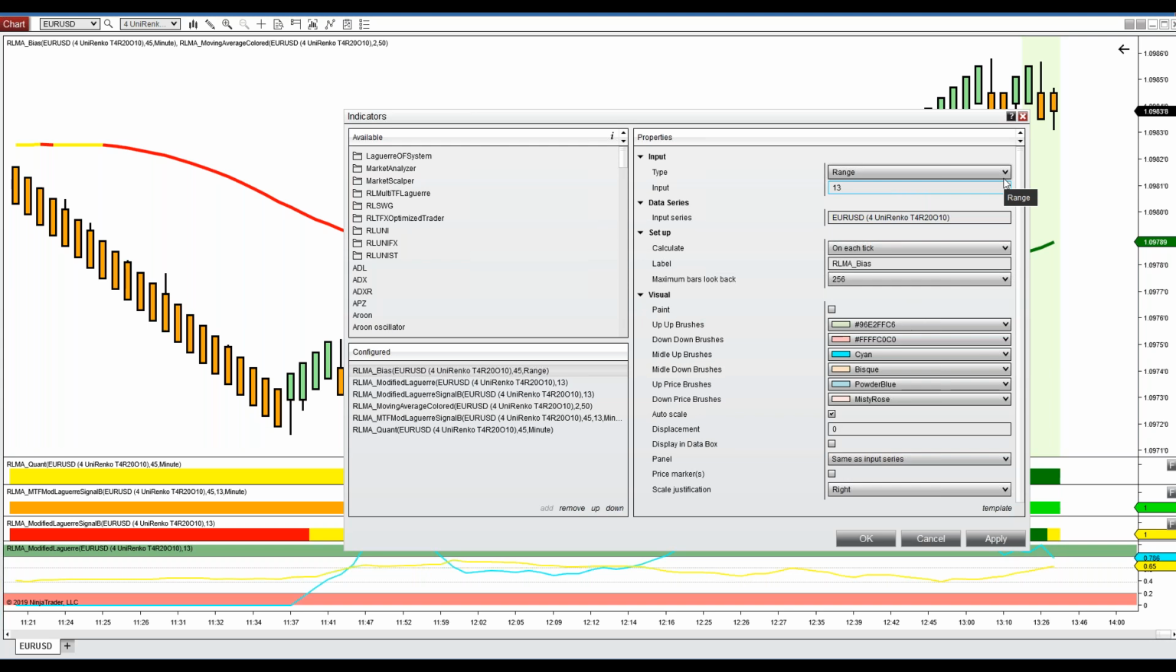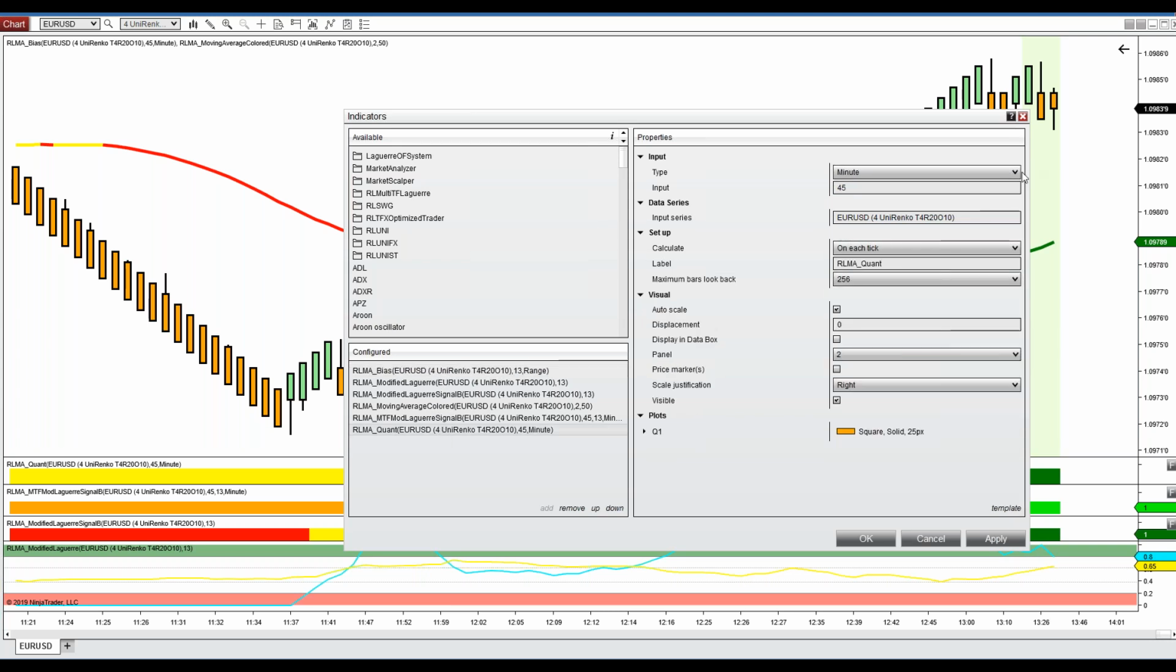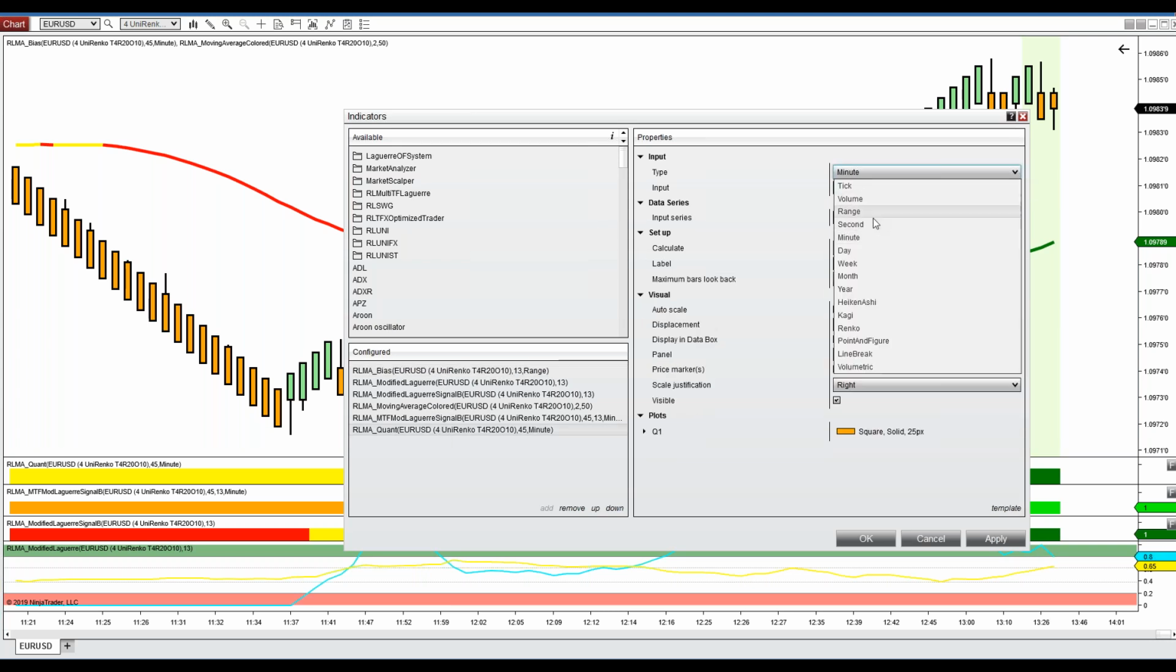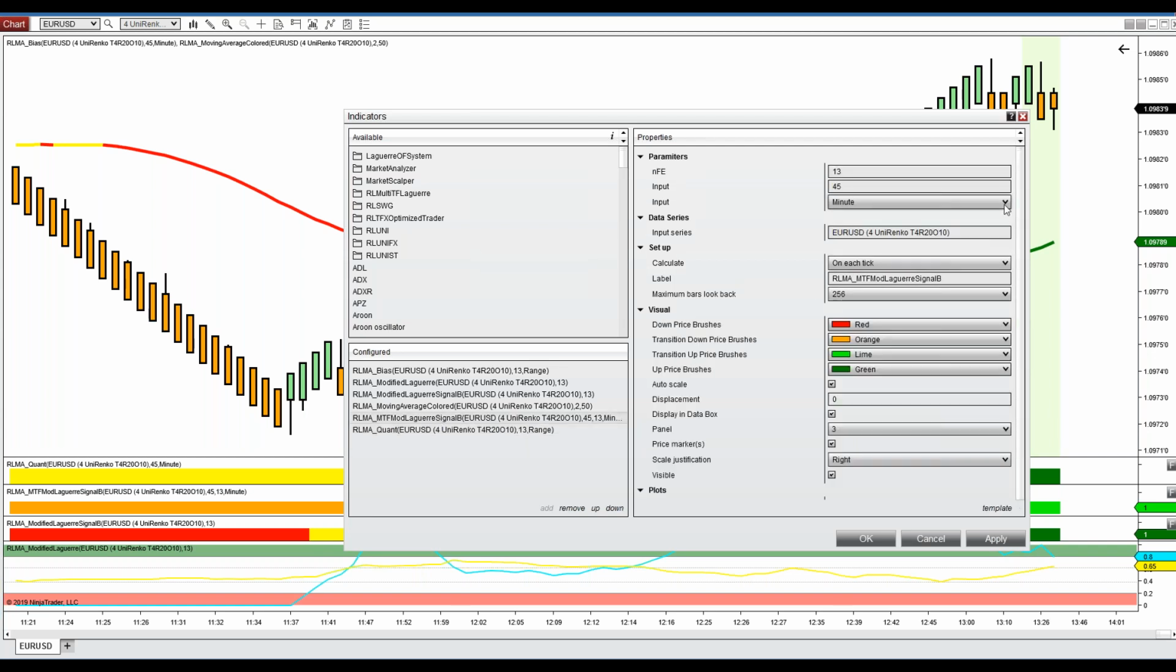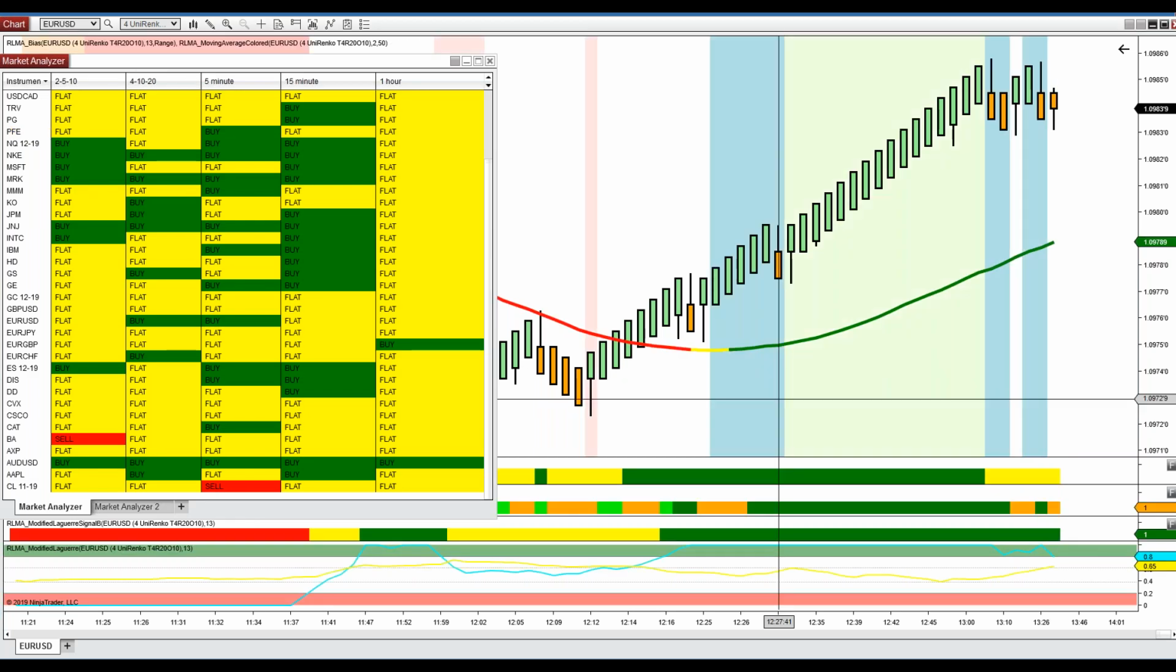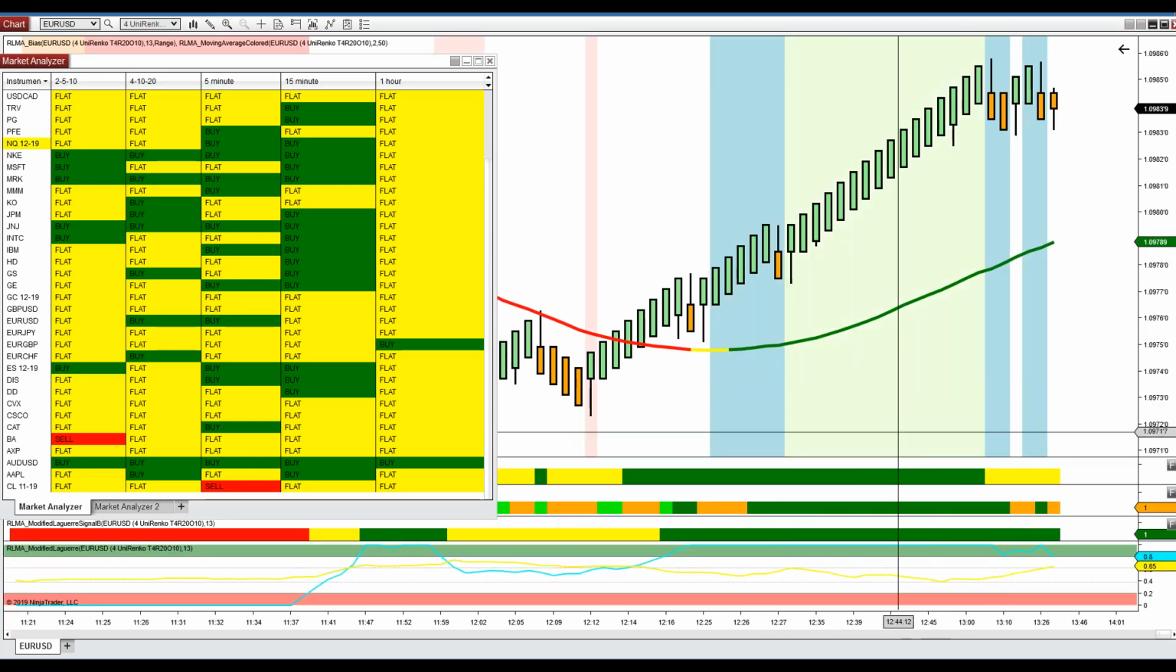Now the input here on the bias is a 13 range. The input on the quant is a 13 range. This is money flow, and it's going to look at the 13 range and the 21 range. That's the next highest fib number. And the MTF Laguerre right here is going to go to range. Remember, you're only going to have to do this once, and we're going to give you a lot of these templates. And there's your Euro USD.